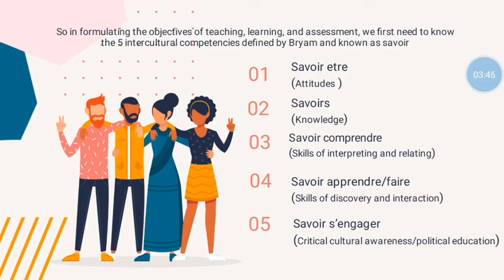And the last savoir is savoir s'engager, or critical cultural awareness or political education. It means that one critically evaluates, based on specific criteria, cultural practices or products. For example, when something happens around us, many people just make conclusions, but we should evaluate what reason makes it happen.